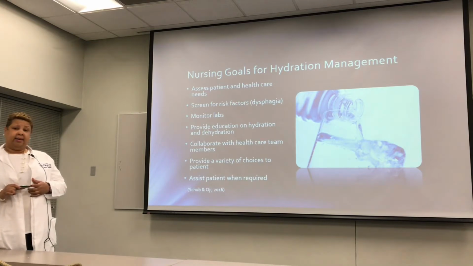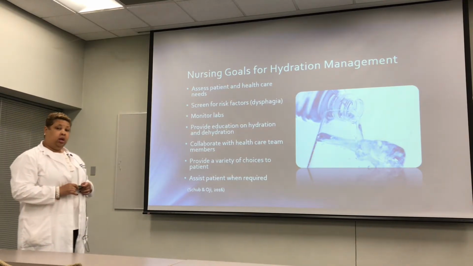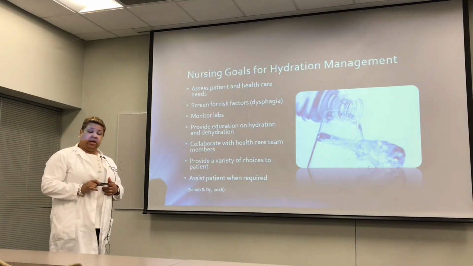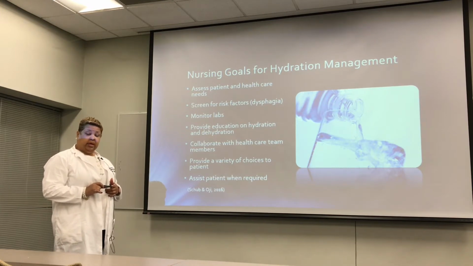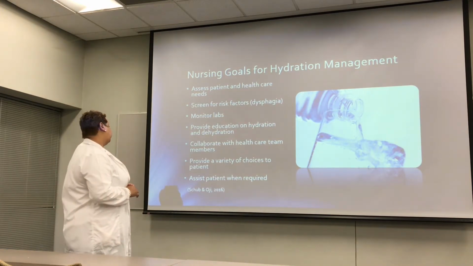Again, you want to monitor labs. Serum osmolarity level greater than 300 is indicative of dehydration in the older adult. Also, a sodium level of 150 or greater is indicative of dehydration in the older adult.